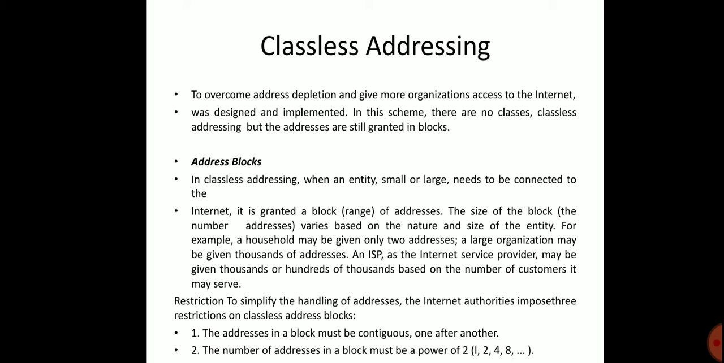To simplify the handling of addresses, the internet authority imposes three restrictions on classless address blocks. What are the three restrictions? Number one, the addresses in a block must be contiguous, one after another. Number two, the number of addresses in a block must be a power of 2. The third one, the first address must be evenly divisible by the number of addresses.